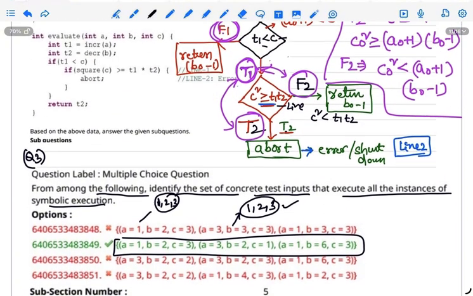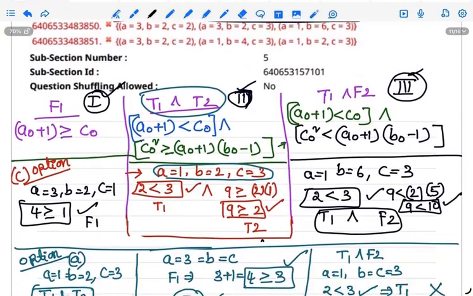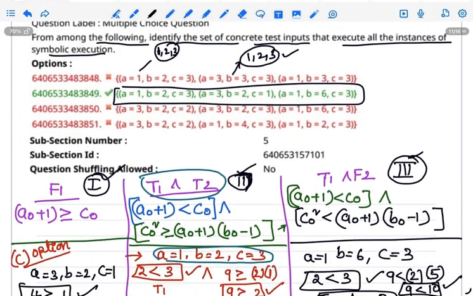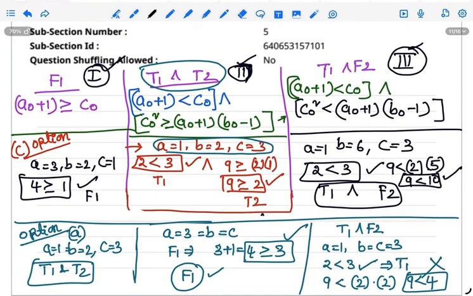Okay friends, for this question, option B is correct. If you have time, check for all the options also.